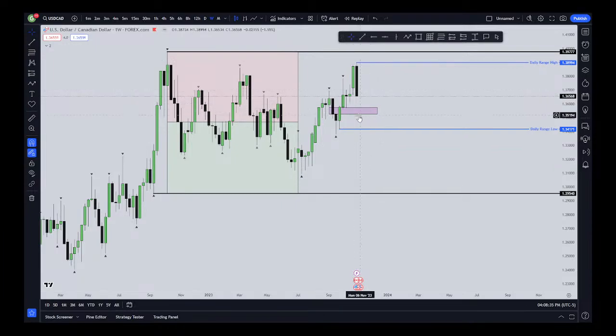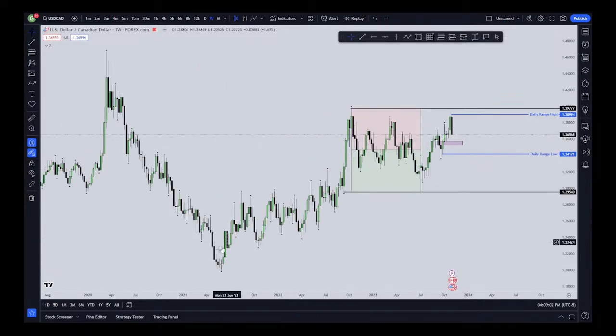But if it violates this level, if it completely runs through this level, it could pull back into it, run lower, sweep this low, and then refill or rebalance these imbalances right here. Okay, and if it runs through all of these, then we're just going to keep going lower and price is going to take out this weekly range low.